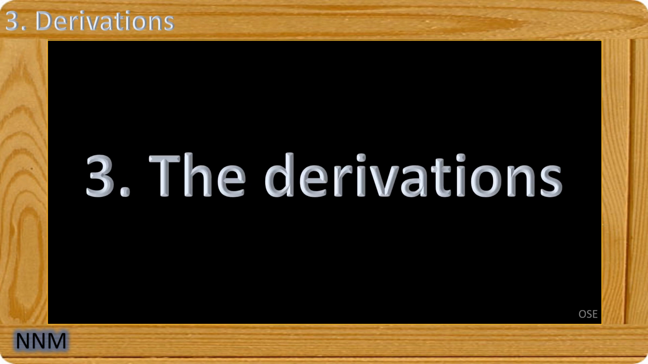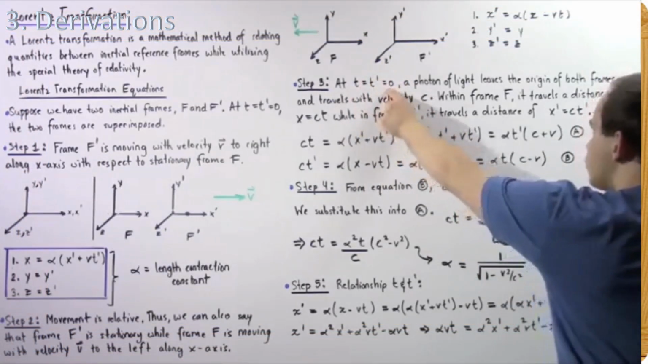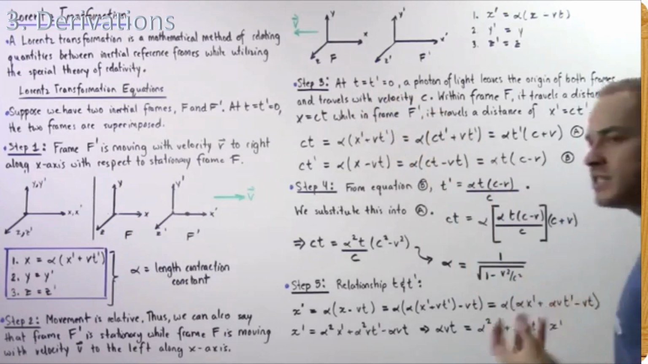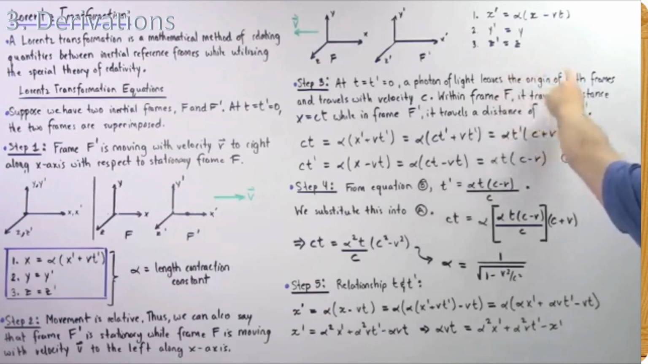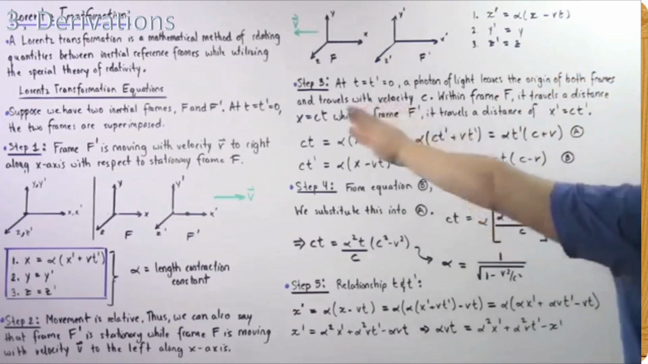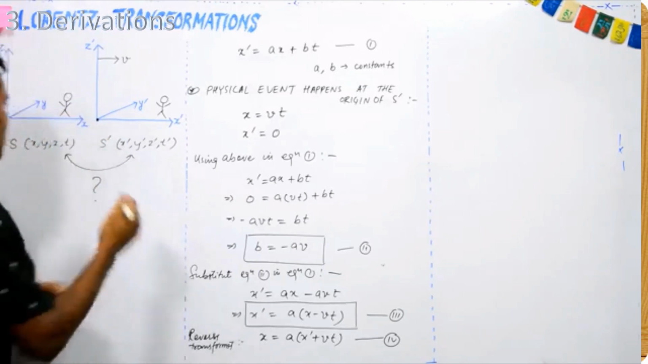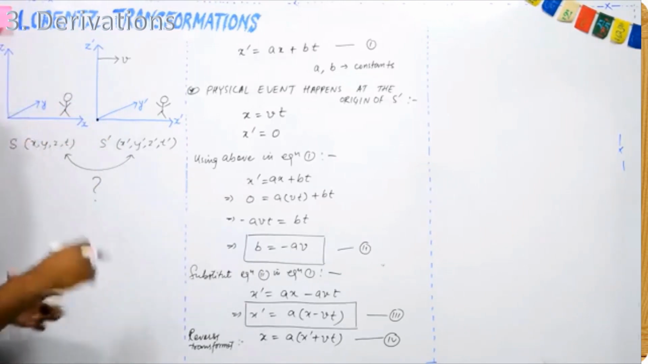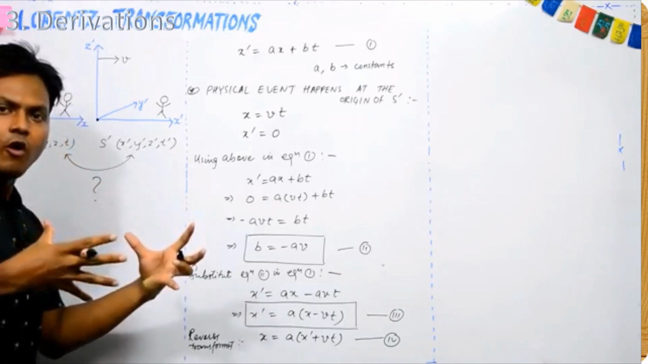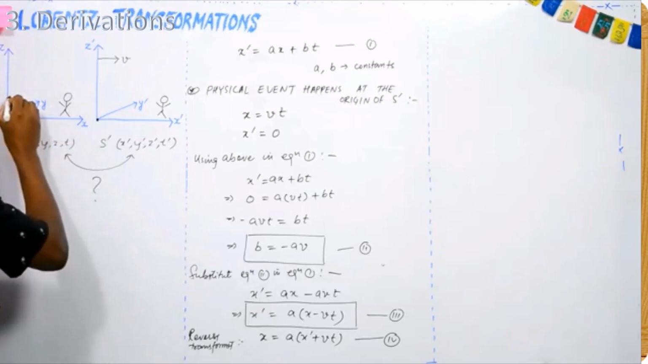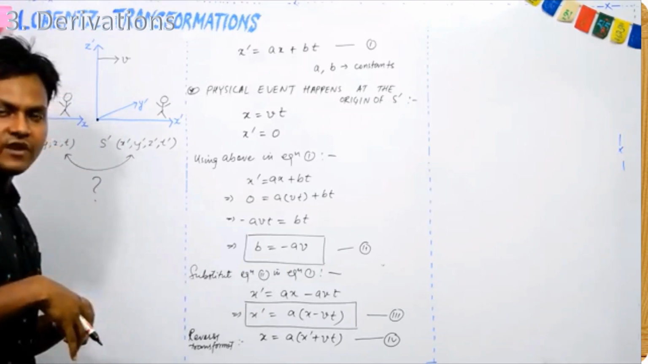The derivation. So at time t equals t prime equals 0, let's suppose a photon of light, a single beam of light, leaves the origin of both frames. From the perspective of this observer, the bulb went off at his origin, right? But after some time has elapsed, the light moves out in the form of a spherical wavefront, which looks something like this, which has a center at his own origin of his frame of reference.